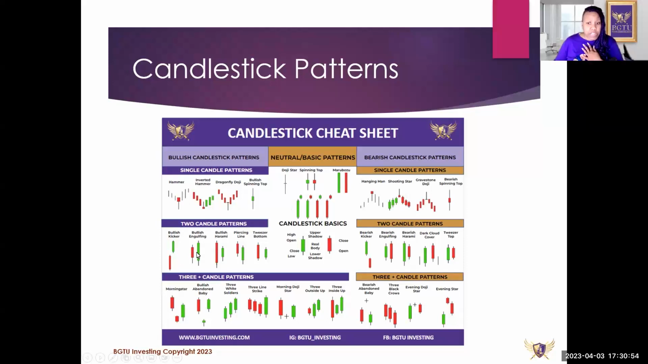My favorite is the engulfing, and it means the body of this candle totally engulfs the body of the candle before, and you're looking for that once again near support or resistance. The bullish harami is actually the opposite of the bullish engulfing. You have the smaller candle inside the body of the bigger candle. And you have piercing line.